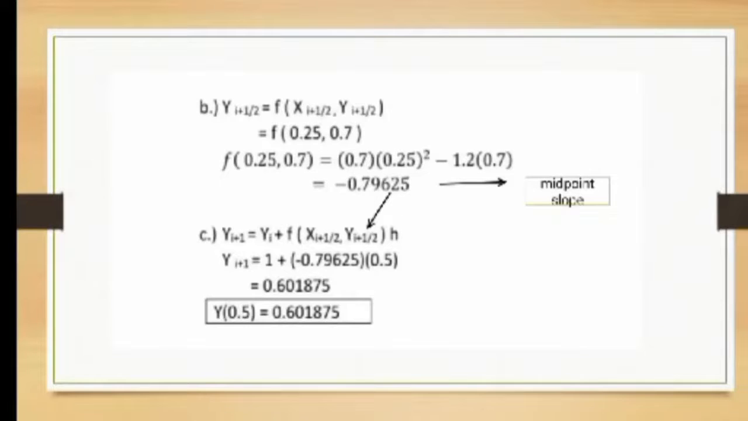times 0.7 equals, the answer is negative 0.79625. That is the midpoint slope. So this answer, we will use it now. So yi plus 1 equals yi plus f, plus negative 0.79625 times 0.5. So why is there no more over 2? Because the h over 2 is to calculate the midpoint. So the answer is 0.601875. That's all. Thank you.